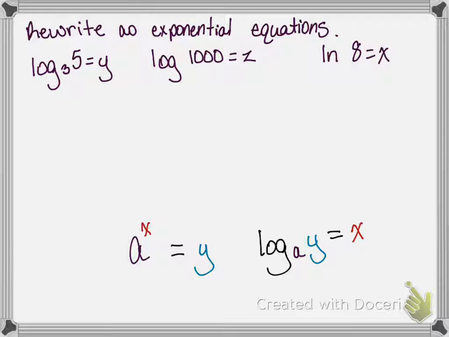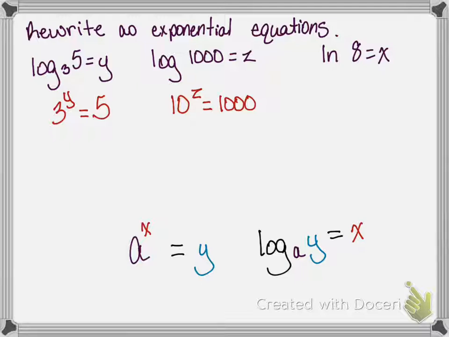So log base 3 of 5 equals y. I'm going to write that as an exponential equation. That's going to be 3 to what power? And what's it going to equal? Excellent. Okay? We're not solving these. We're just rewriting them. My next one. What is my base here? 10. Okay? There's an assumed 10. What power am I raising it to? And what does that equal? 1,000. That one you could figure out if you wanted to.